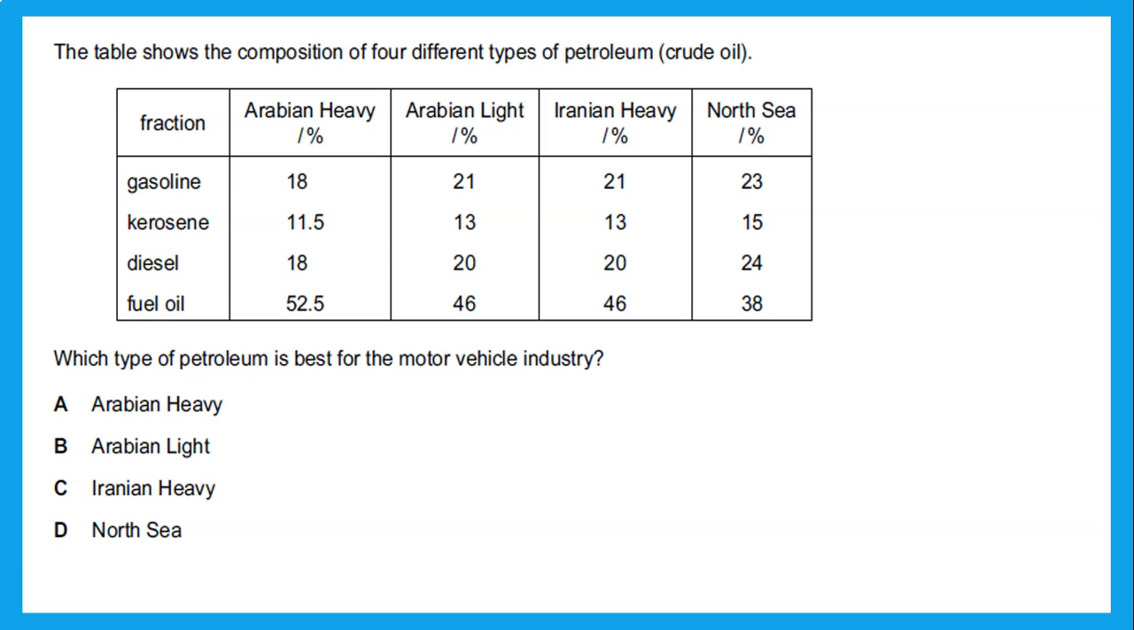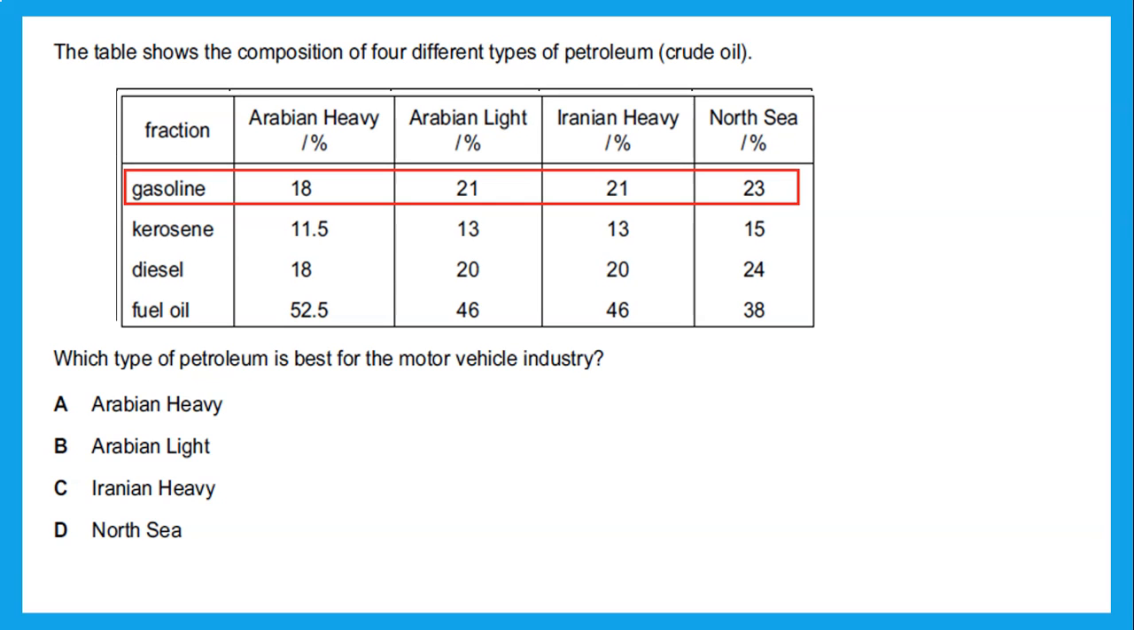The table shows composition of 4 different types of petroleum. Which type of petroleum is best for the motor vehicle industry? You should realize that the motor vehicle industry will use which of these more? The cars use more gasoline. So the one that is better for cars or motor vehicle industry is the one that has a higher percentage of gasoline. So which of these types has more percent gasoline? That is the one that is referred to as North Sea. So this is the highest percent of gasoline.